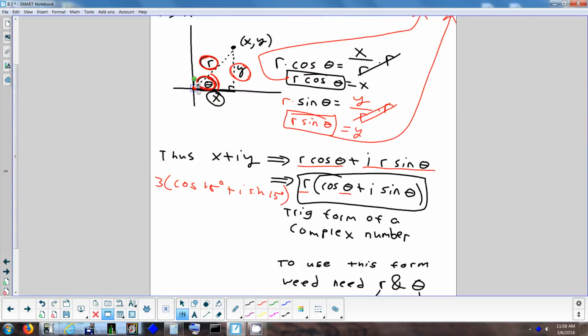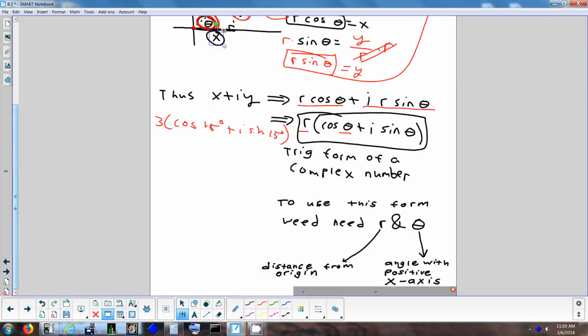Using right triangle trig, you should know how to find theta. If not, I'll talk about it next time, but if you know tangent or inverse tangent, you should be able to figure that out. But we'll talk about how to find theta next time. Okay, so for now, just make sure you get what's in that black box, because that's very important. Okay, any questions on that?